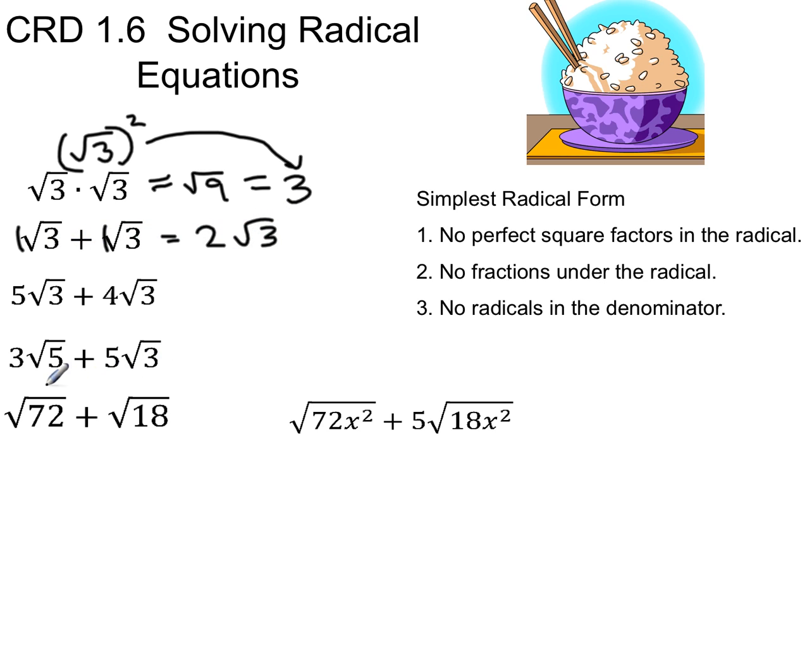Same idea. So here I have 5 root 3 plus 4 root 3. So how many root 3's do I have? 9 root 3. Okay, so you basically put them in a pile together and you have 9 of them. Here, I've got 3 root 5's and 5 root 3's, but my radical is different. So these are like unlike terms, and I actually cannot combine them. So this is already simplified because the radical is different.